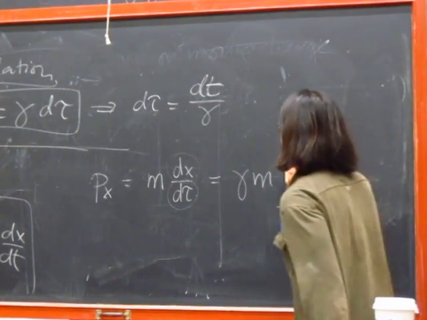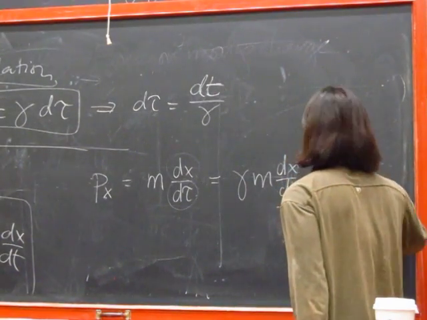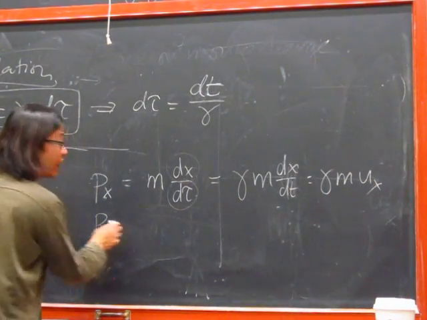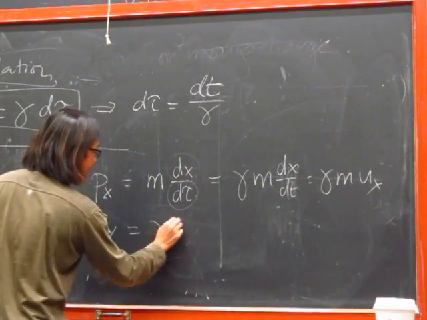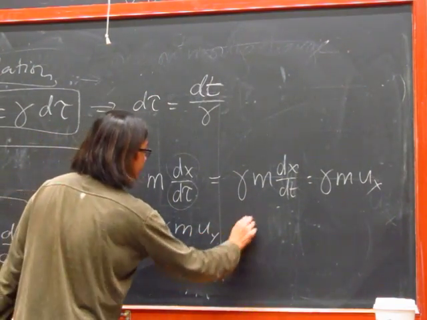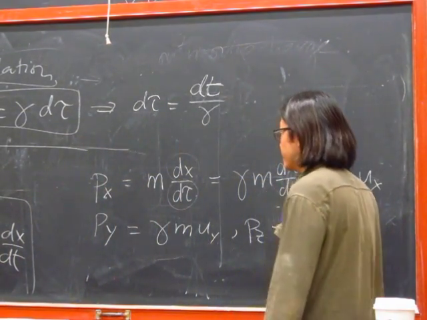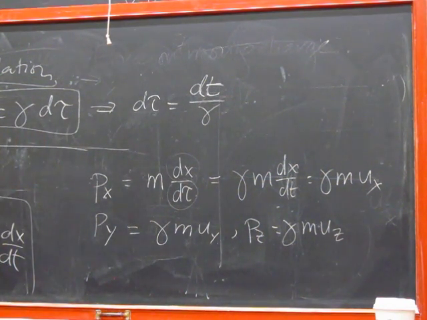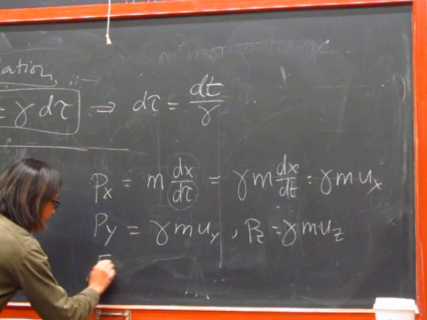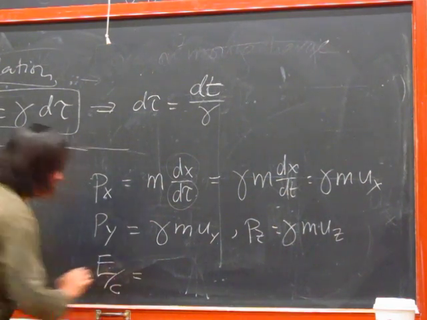Right? That means that dx/dt is gamma m. Okay, and similarly, py is gamma m y, and then pz is gamma m z. Okay, and we need one more object, right? The last one is going to be energy over c, right? And there is a reason for all these names, but for now, let's just think of it as a variable.